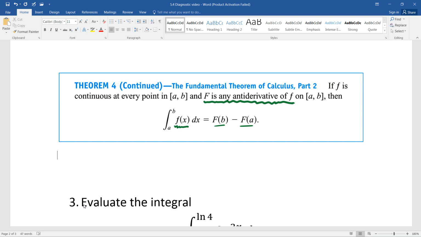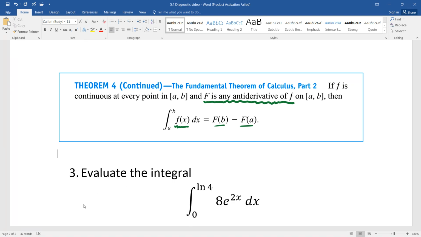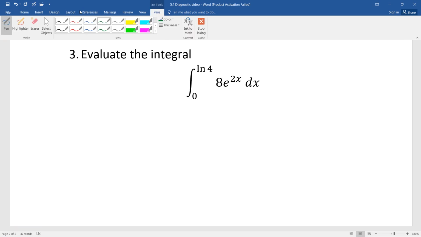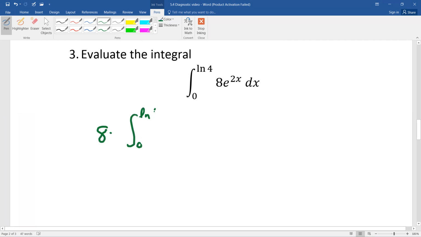So let's look at the next problem, problem 3. It says evaluate this integral from 0 to ln of 4. Those are both numbers, and what we're integrating here is 8 e to the 2x dx. So what we want to do is find an antiderivative and then use that to evaluate. One thing we can do before we begin is take the 8 out of our integral if we like. It's always a good idea to simplify the integral before evaluating it. Now we want an antiderivative for this thing.